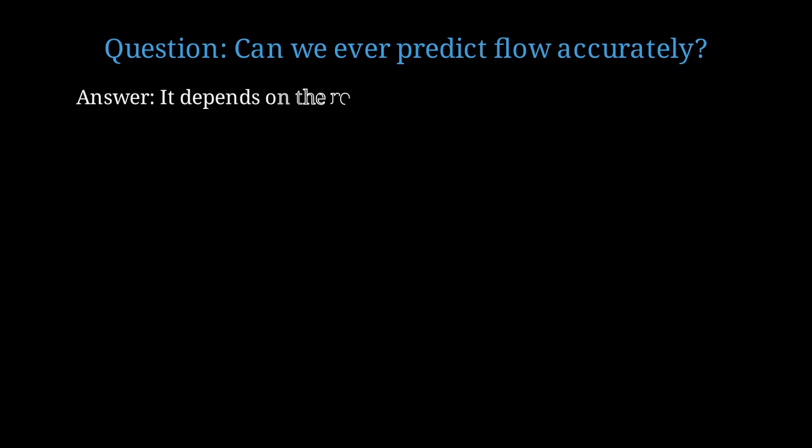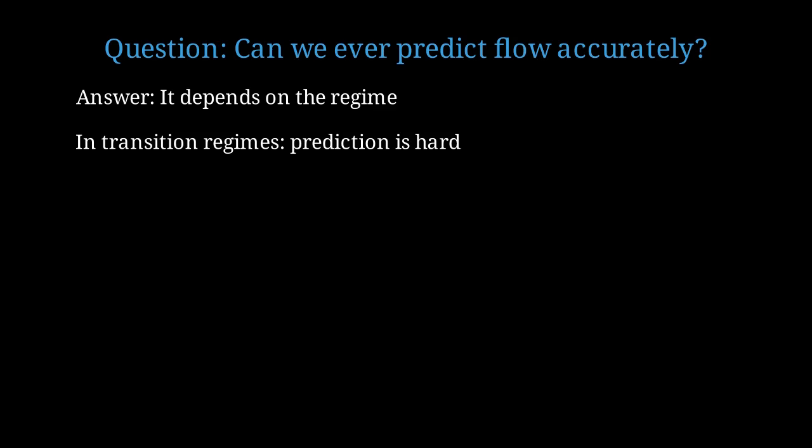The answer is, it depends on the regime. In limiting cases where one mechanism clearly dominates, yes, we can predict accurately. ACEO in low conductivity fluids at intermediate frequency is well understood. But in transition regimes where multiple mechanisms compete, prediction remains hard. Small uncertainties in material properties propagate into large uncertainties in flow. The future lies in better models that include all relevant physics, and better experimental techniques that can measure all contributions simultaneously. Let me give you some practical design rules that working engineers use.